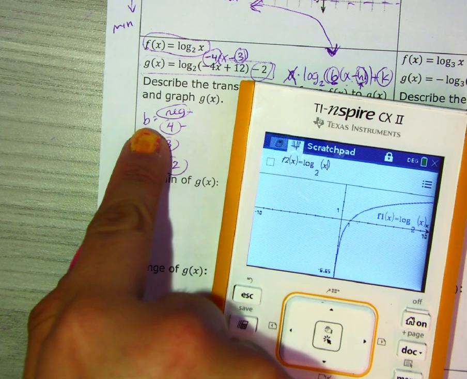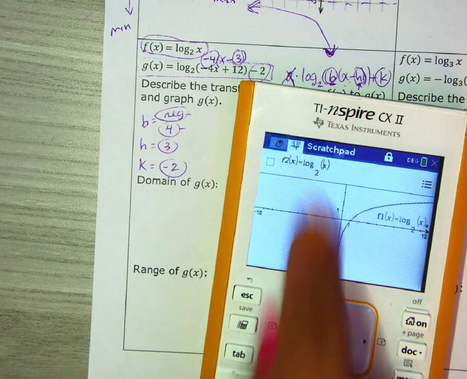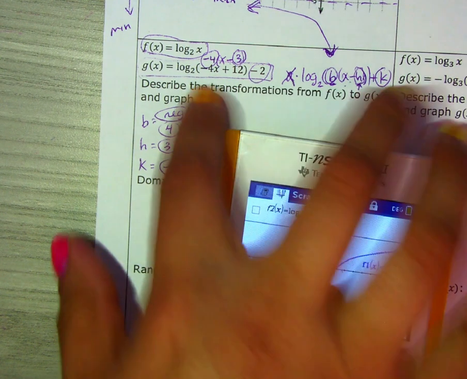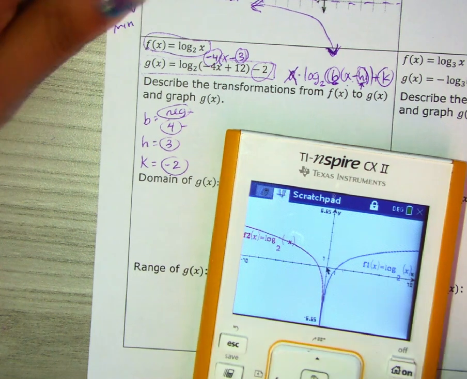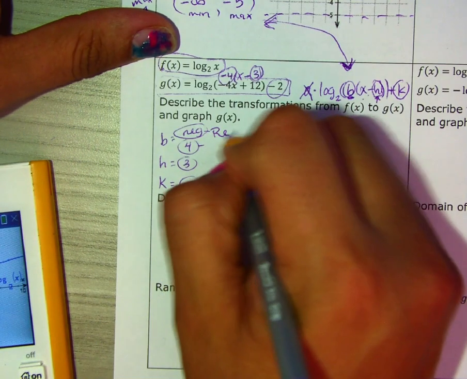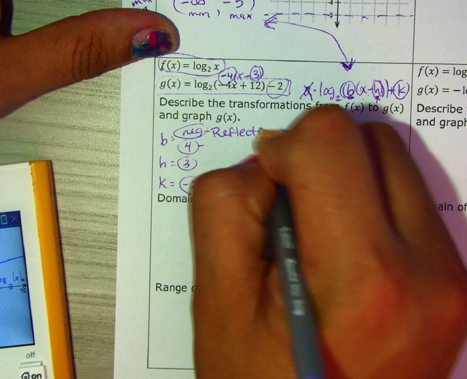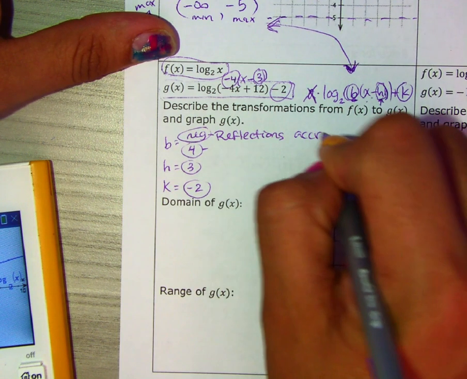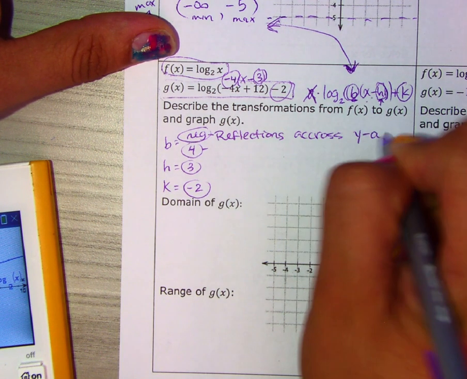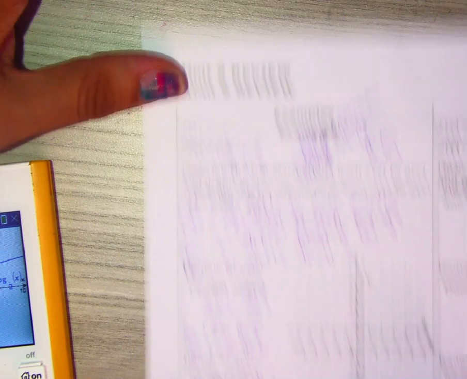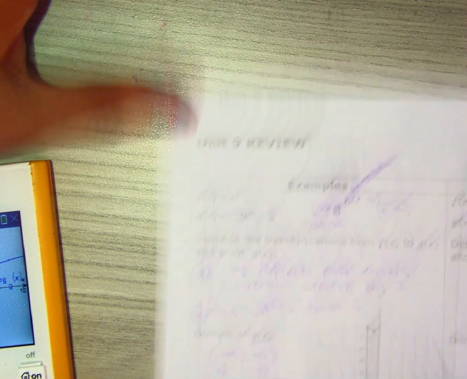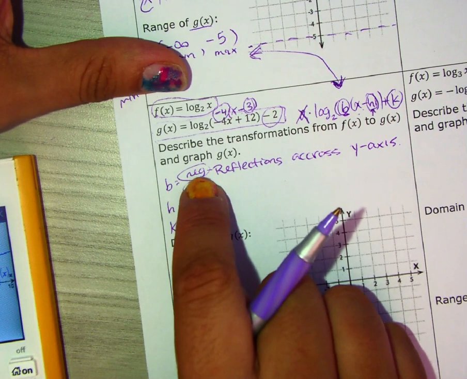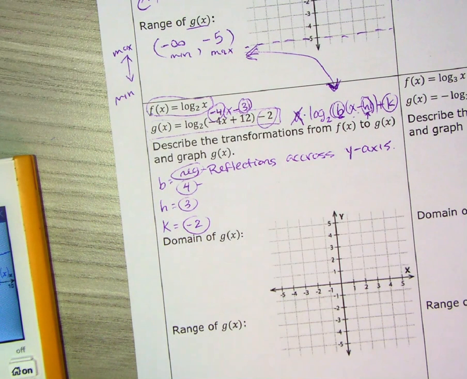And let's try b with the negative first. If there's a negative right there, this negative, what is that going to do? And then this is what it does. So it's a reflection across the y-axis. And also, if you recall from the previous example, this was a negative for an a value, so it's across the x-axis. This is a b value that's negative, so it's across the y-axis.